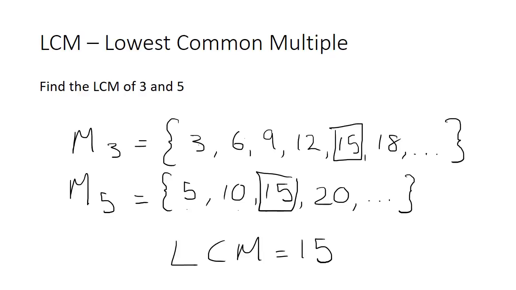If you have more than 2 numbers, all you do is just list the multiples of those numbers and look for the lowest number that occurs in each one of the numbers that you have to get the LCM for.